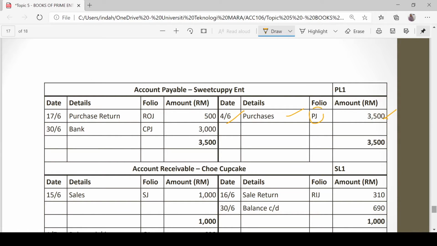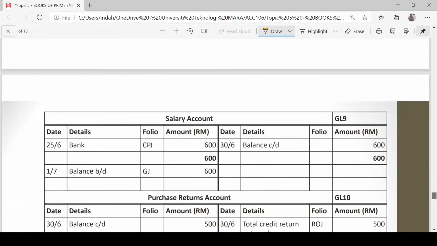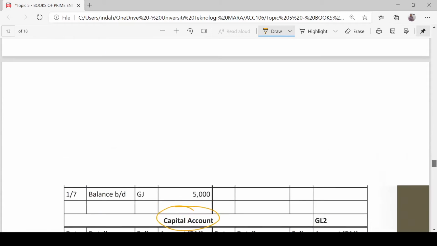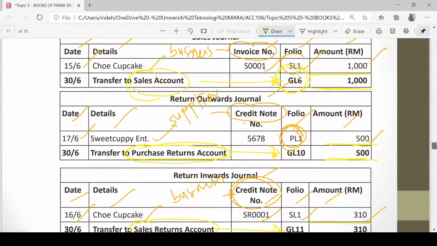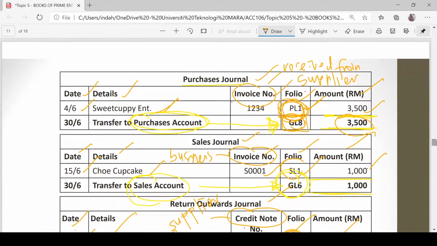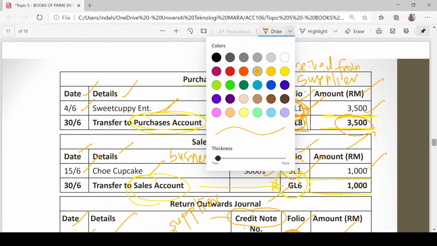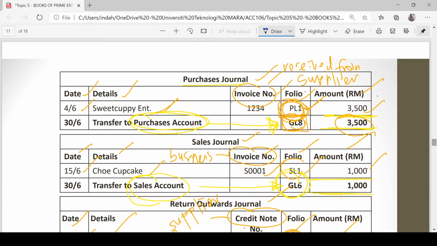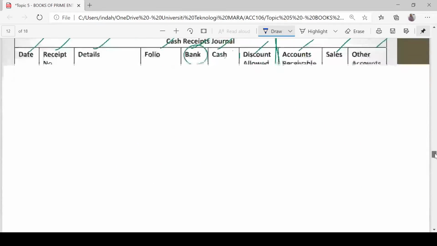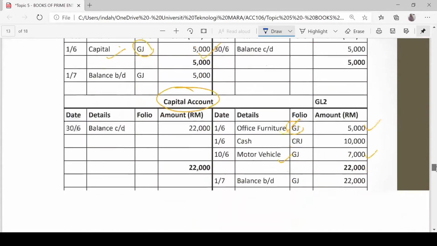3,500. But how do we record that in the purchase account? You have prepared PL1, so let's move to the next one, GL8, the purchase account. Let's go to GL8 and prepare the purchase account.